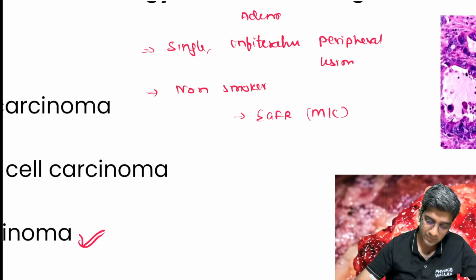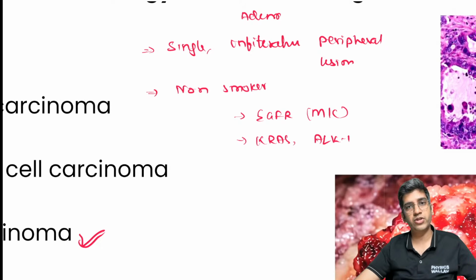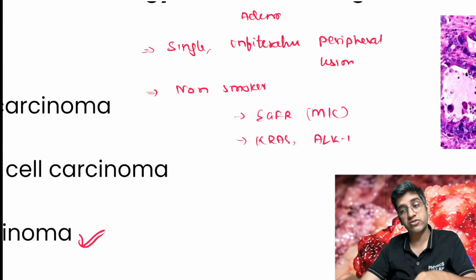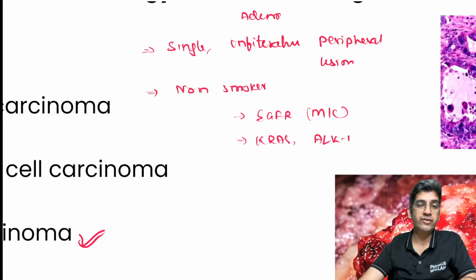Don't forget that. Apart from that, we can have KRAS mutation and also ALK mutation. All these three are important mutations in case of a lung adenocarcinoma. Because of these mutations, it is common even in non-smokers.